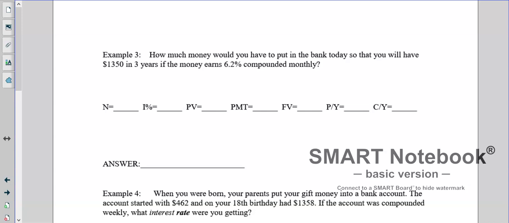All right, another one. We'll do 2 more of these. How much money would you have in the bank today? How much money would you have to put in the bank? So now we're going to work backwards, and that's where the formula is more complicated. So that's where this is really nice. So you will have $13.50 in the future. So that means we're going to put $13.50 here in the future value. Again, this is where you have to pay attention. We're going to calculate this time.